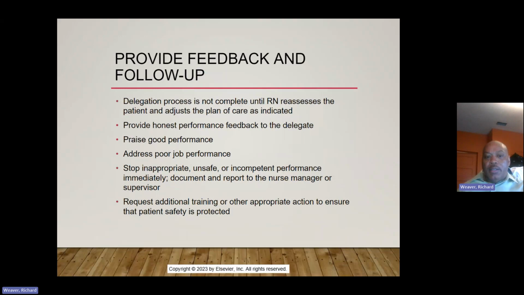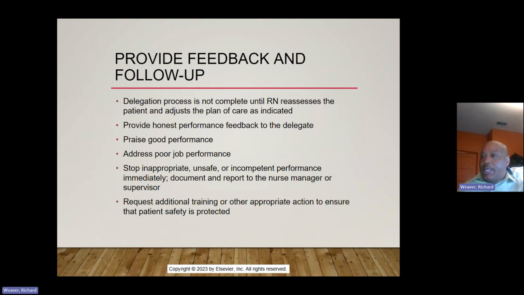The RN should also provide honest feedback to the delegatee about his or her performance. I know that's difficult to do sometimes, but it's all in the way of being professional, being tactful, and speaking to people, obviously, in a way that you want to be spoken to. An easy, although often overlooked, delegation skill is to praise good performance. And we should always praise someone. Sometimes I've told assistive personnel, we couldn't do this job without you. Can you imagine how that makes a person feel?